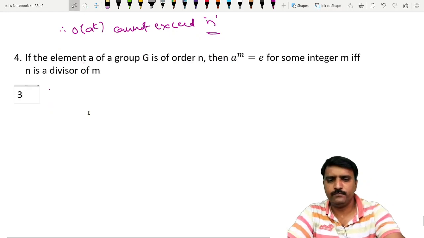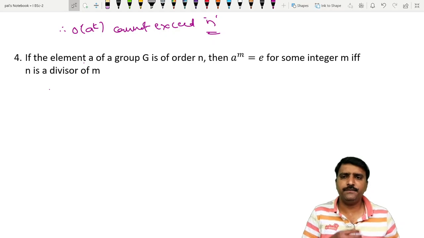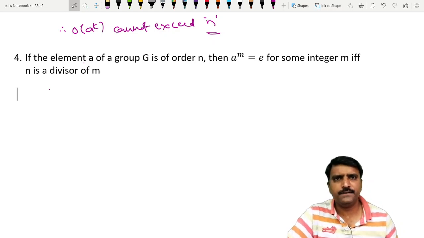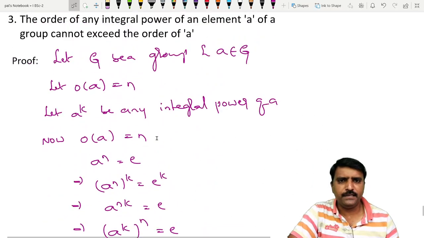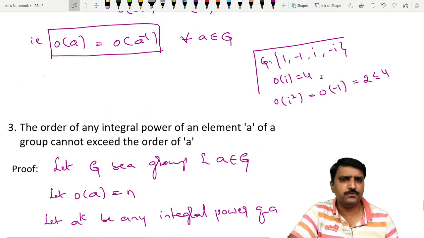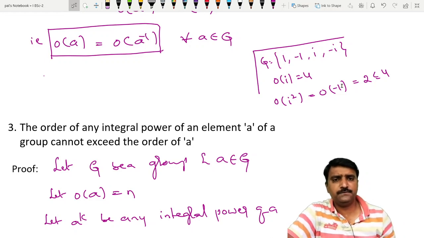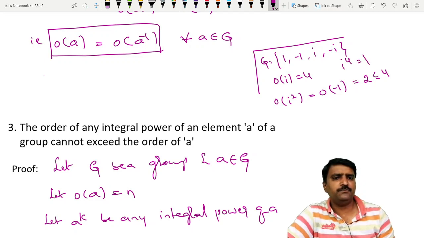And one more property. If the element a of a group G is of order n, then a to the power of m is e for some integer m if and only if n is a divisor of m. To understand this property better, take the same example, the fourth roots of unity. You know that the order of i is 4. So i to the power of 4 gives the identity element 1. I to the power of 12 also gives 1. So i to the power of 12 is 1 if and only if 12 is divisible by 4.